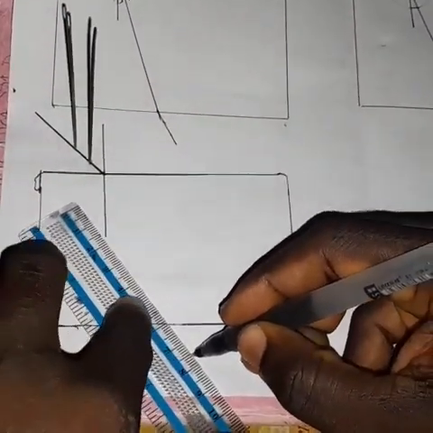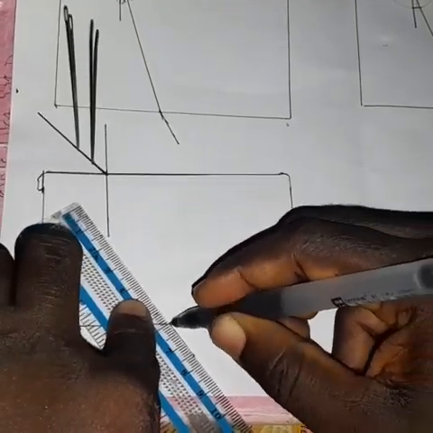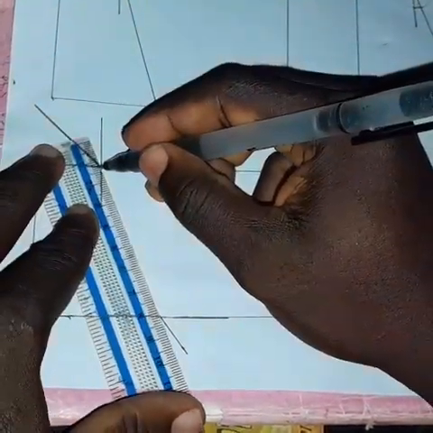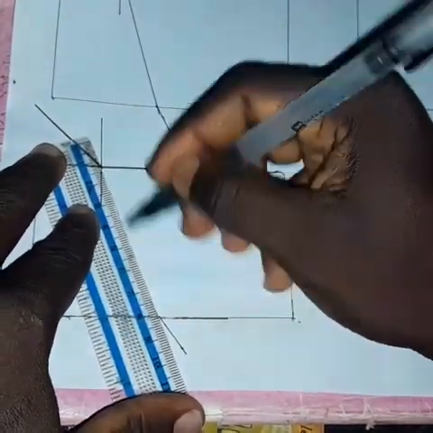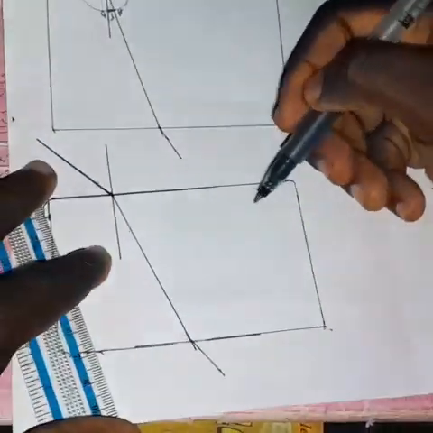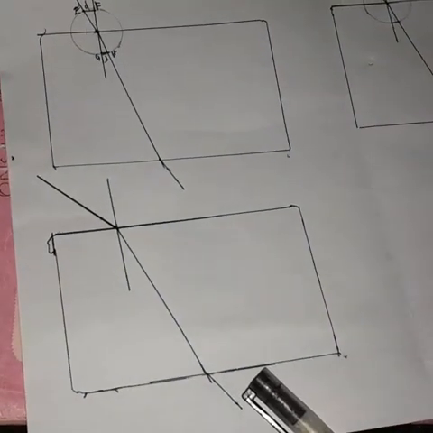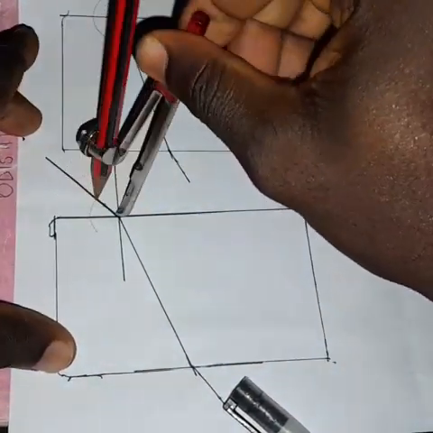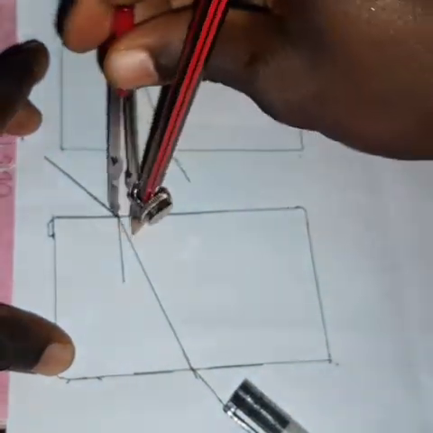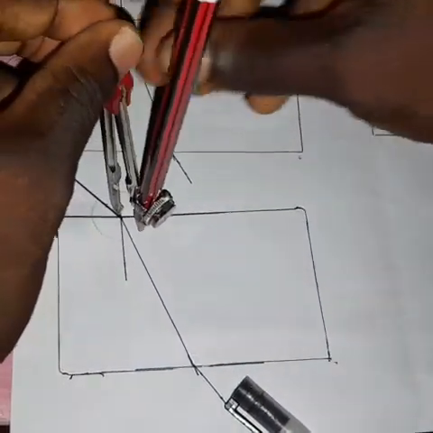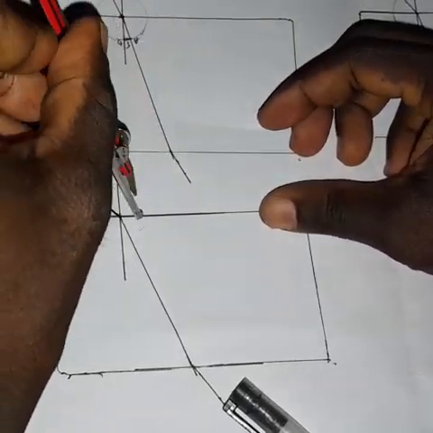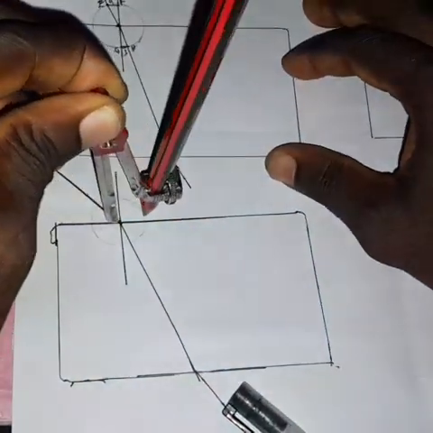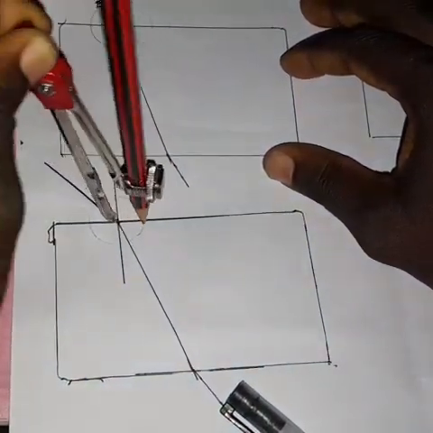This point and the other point. So I'm going to join them together. Remove these pins. Join these 2 points together. Okay. So again, I'll take this. Then I'll draw my circle around this. Okay. So you need to get a sharp pointed pair of compasses.